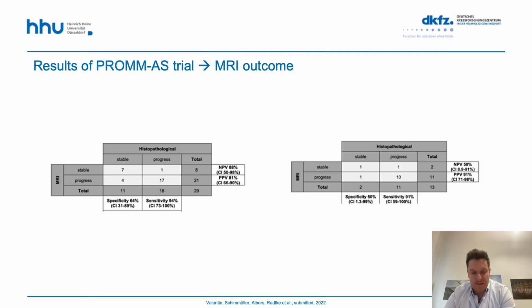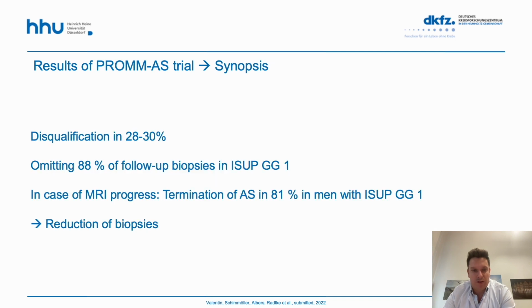On the right side, you can see the ISUP grade group 2 subgroup with a sensitivity of 91% and a negative predictive value that is only about 50%. However, there are only 2 patients who were stable on the MRI. So to conclude, this disqualification occurred in both subgroups in 28 to 30% of patients, omitting 88% of follow-up biopsies in ISUP grade group 1 cancers because of stable MR scans. And in case of MRI progression, the termination of active surveillance in over 80% could be valid with ISUP grade group 1. And there is the chance to reduce follow-up biopsies.